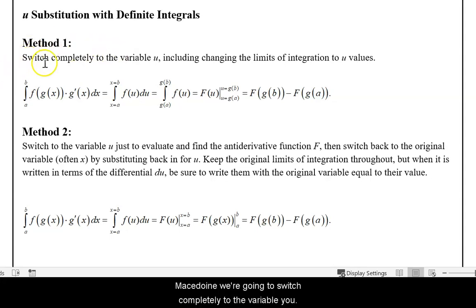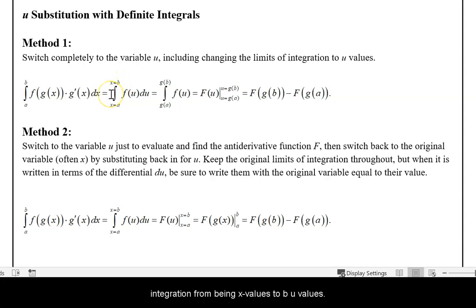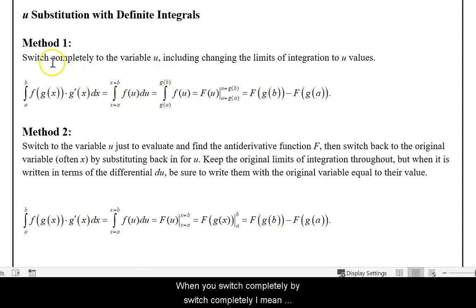In method 1, we're going to switch completely to the variable u, and that means we're also going to change the limits of integration from being x values to being u values. When you switch completely, I mean, unlike the indefinite integral, we will never go back to x, the original variable. We'll stay in u all the way to the end. That is sometimes an easier way to do it.